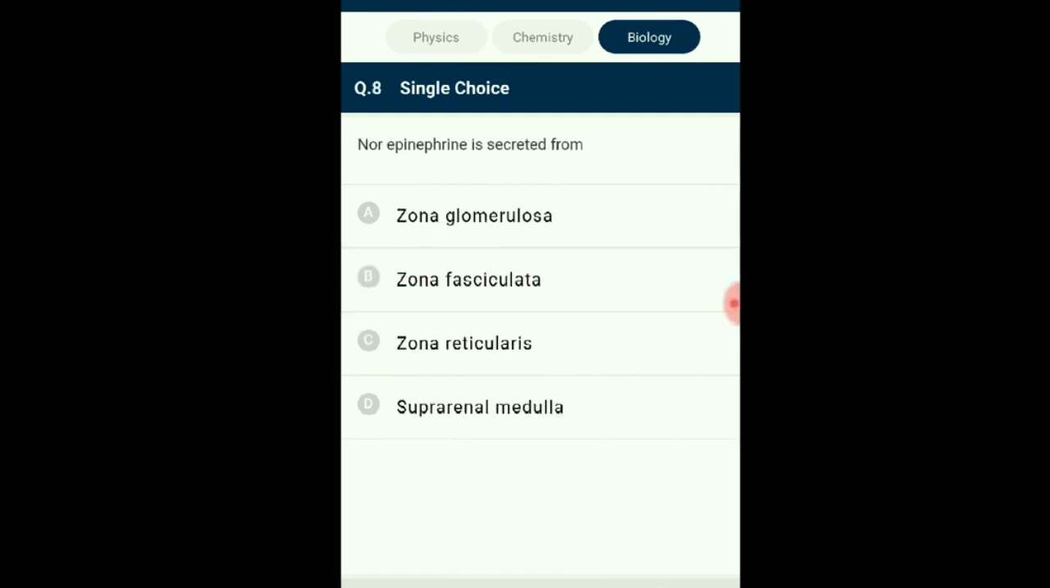Question number 8. Norepinephrine is secreted from. Adrenal gland is also called as suprarenal gland. Each gland consists of two parts, an inner medulla which produces epinephrine and norepinephrine, generally called as adrenaline and noradrenaline, and an outer cortex that produces the steroidal hormones. So the answer is option D, suprarenal medulla.